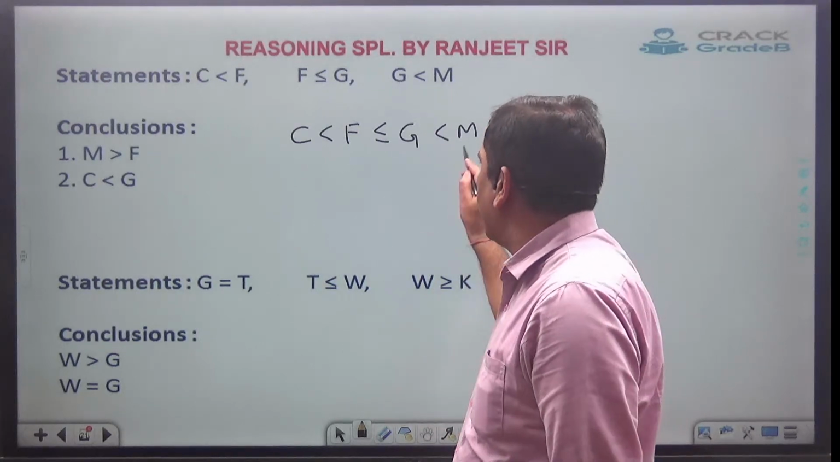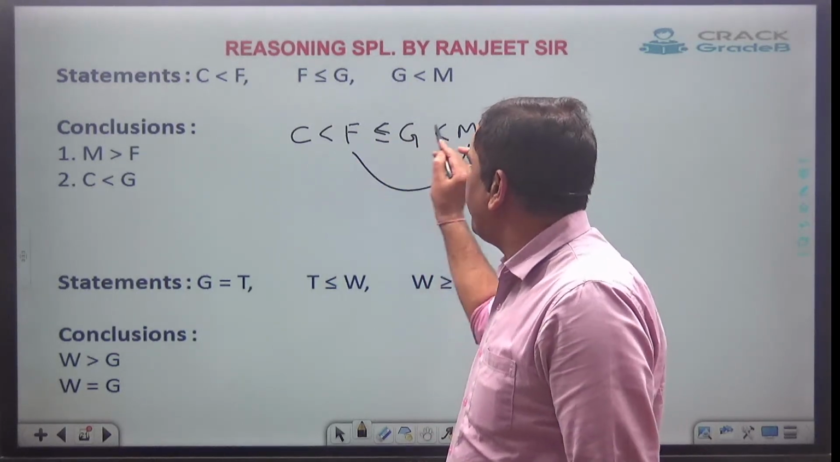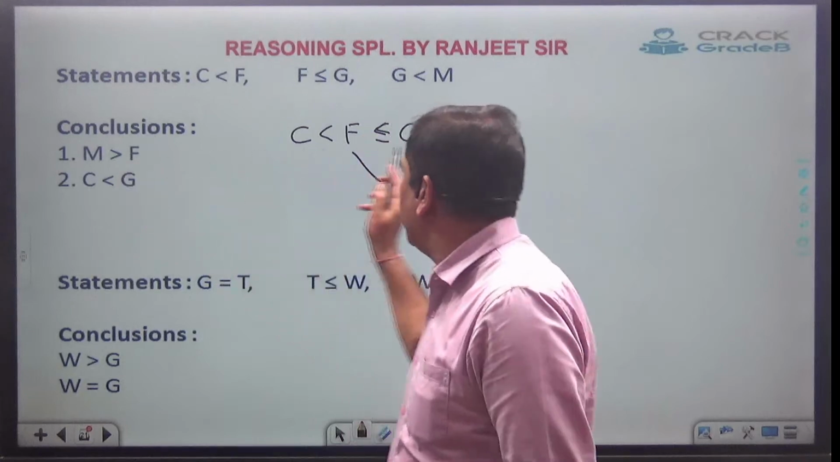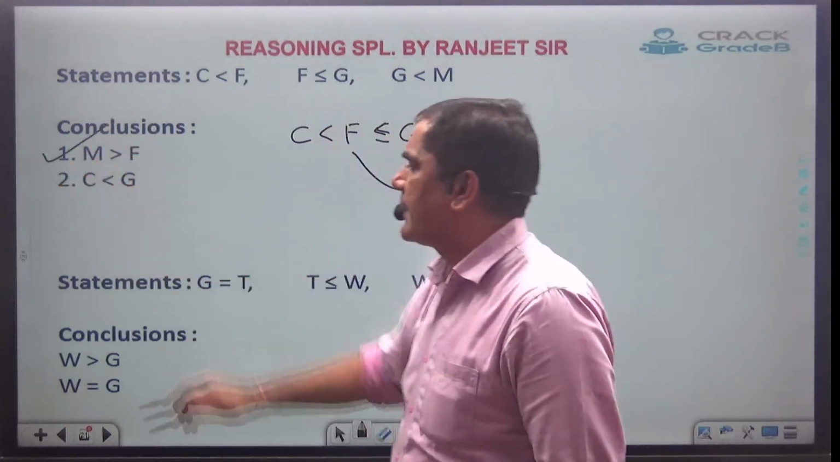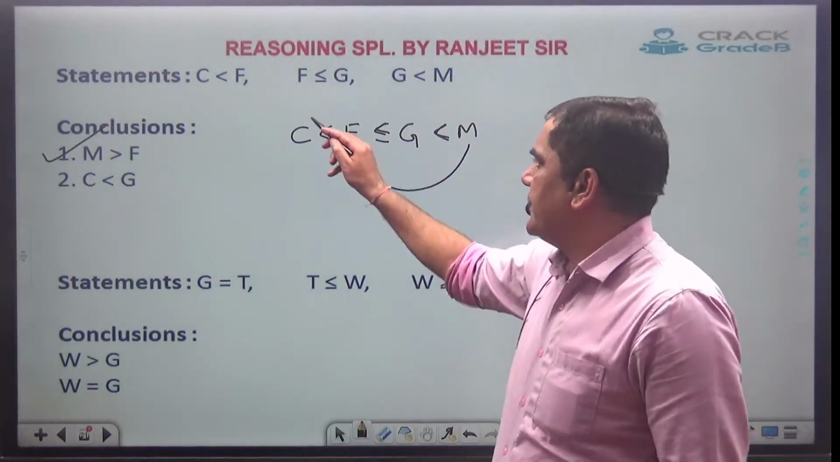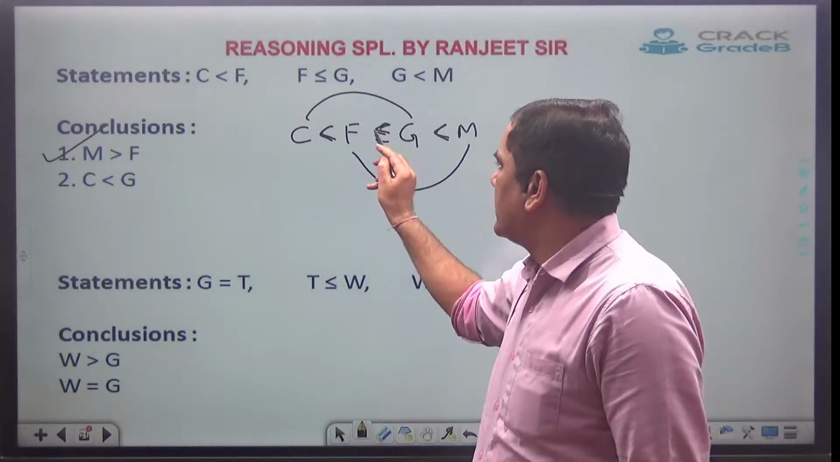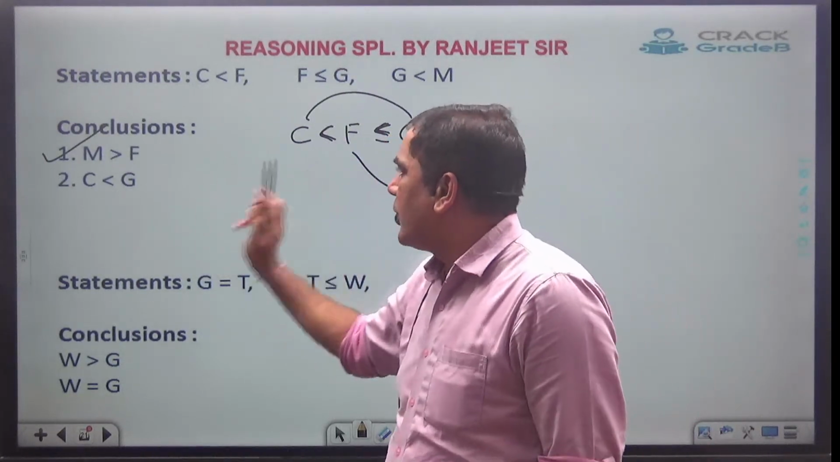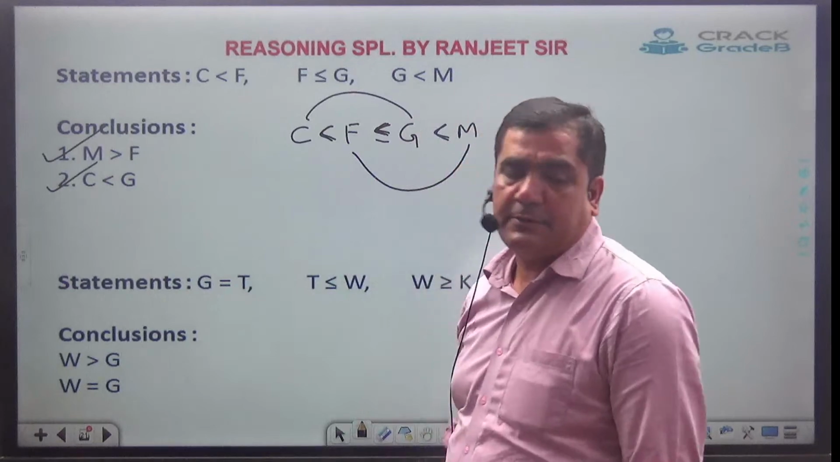First one, M and F. I will say all the faces is towards M and equal to won't be there. First is correct. Next one, C and G. All the faces is towards G and equal to is not there. So this is correct.